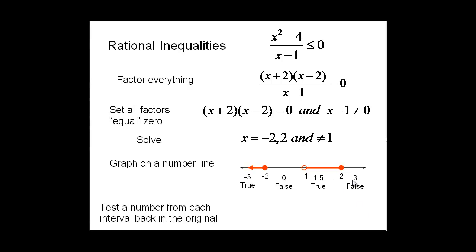And then if I plug in 3, 3 plus 2 is positive, 3 minus 2 is positive, 3 minus 1 is positive. This is all positive. A positive number is not less than 0, so it's false.